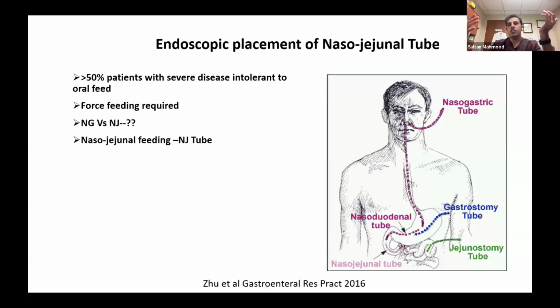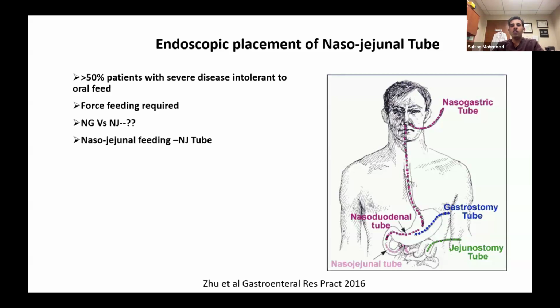Other places within the first 4 weeks where we do have a role is the placement of the NJ tube. Paul did talk about some of this in his presentation too, but enteral nutrition, we don't have a lot to offer in patients with acute pancreatitis in the first 4 weeks, but enteral nutrition is something that we can offer. And this is something that we can facilitate as gastroenterologists, to initiate early enteral nutrition because that has been associated with improved outcomes in patients coming in with acute pancreatitis.